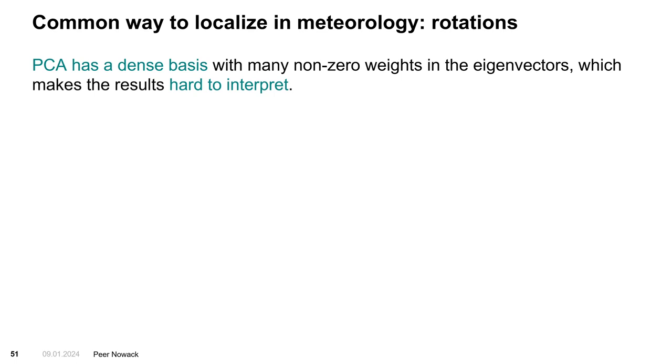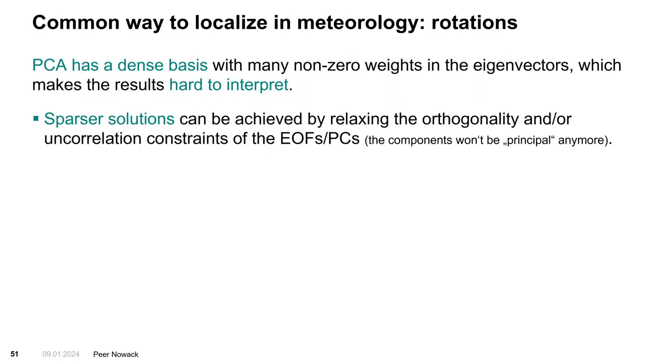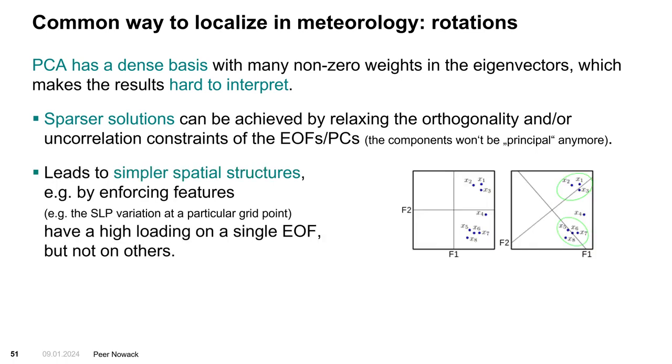So this goes back to the initial loop of unsupervised learning. We look at those principal component eigenvectors. And the eigenvectors look delocalized, so we think about ways to make them more interpretable in terms of a locally defined feature. And what we typically do to do this is to say we relax some of the orthogonality and uncorrelation constraints of the EOFs and the principal components, and introduce rotations.